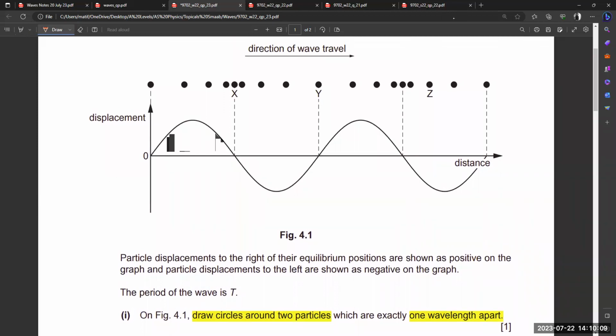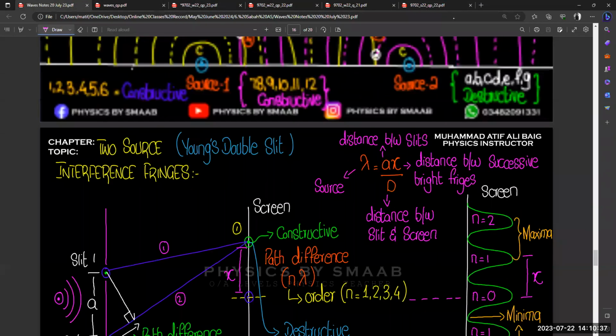So what we need to do, and you can see that when particles are close to each other, that gives you the concept of compression, and when they are away from each other, that gives you the concept of rarefaction, right? But the question is something different. We need to find exactly one wavelength apart.